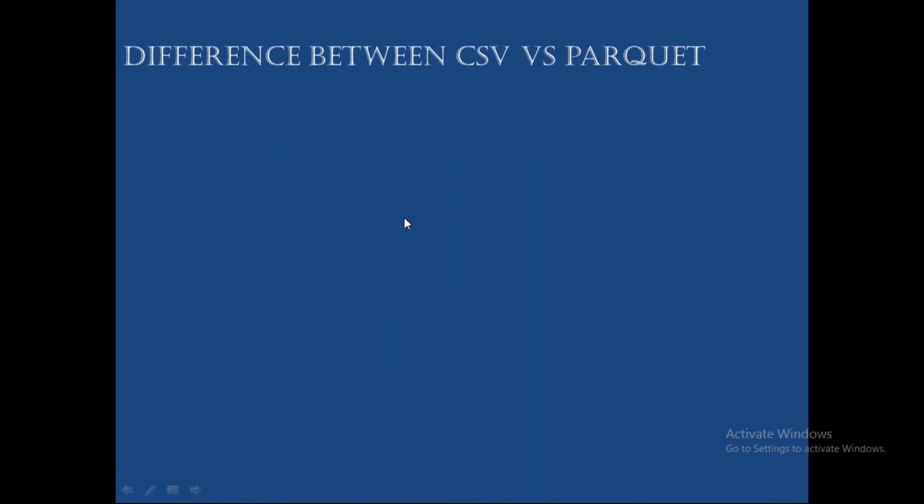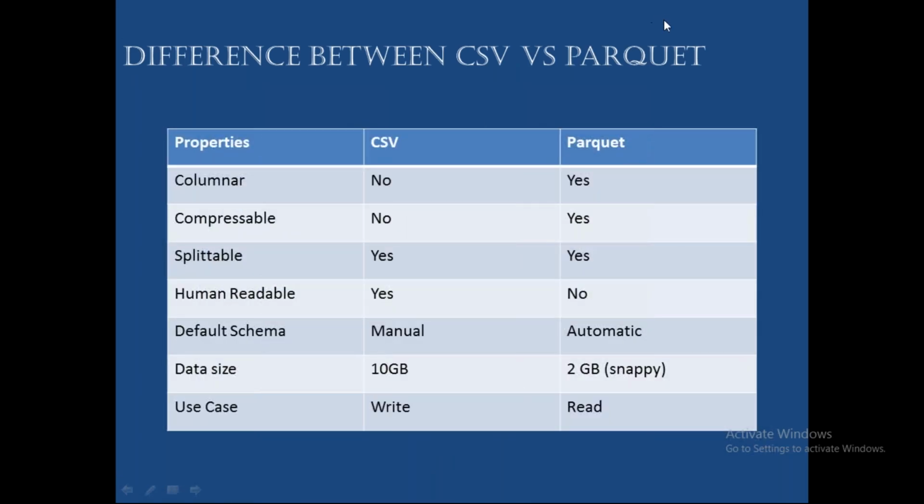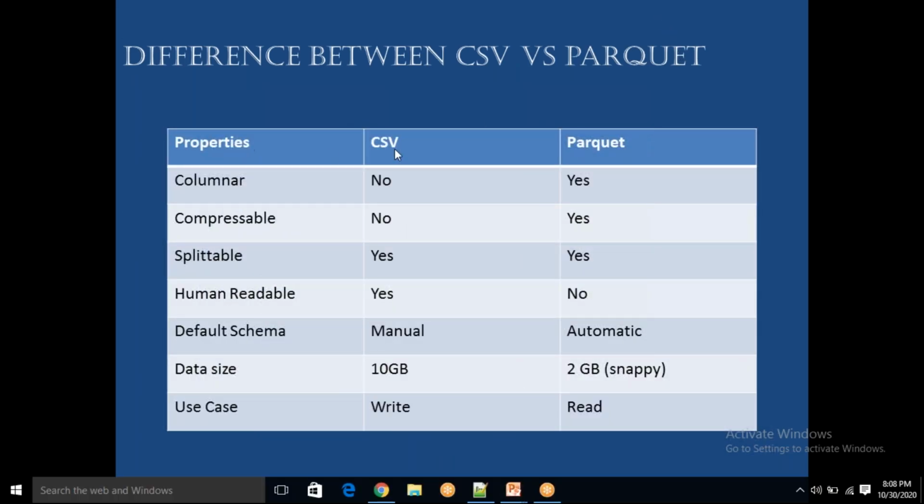Now you see the difference between CSV versus Parquet. So these are the differences. CSV is not columnar, but Parquet is columnar storage, meaning how your data is going to be stored in the backend. That is what is meant by whether it's columnar or row storage. Row storage means it will store row by row. If it is columnar, it will store column by column. In the next slide we have this columnar storage and row-oriented storage in detail.